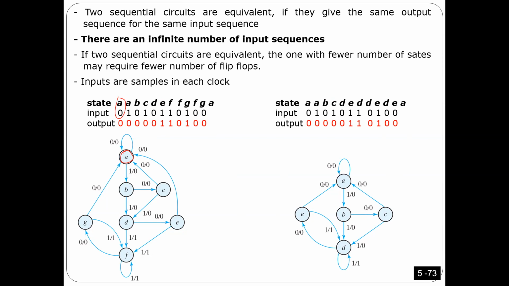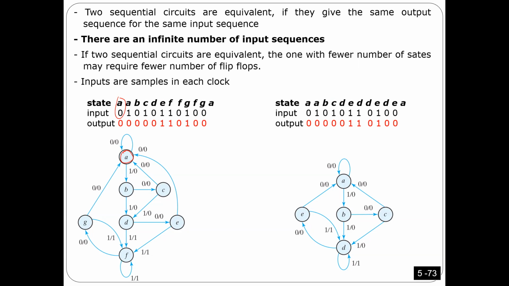And then next clock, because everything here is related to the clock, next clock I got 1. So here I'm in state A, and I got 1. State A, and I got 1. So what's going to happen? I'm going to go to B. So that's why you can see the next one here is B. And then what is the output? The output is 0 here. So that's why I got 0 here.